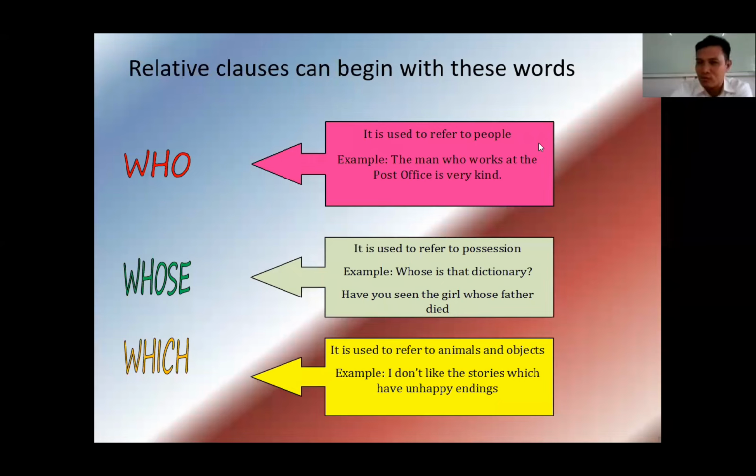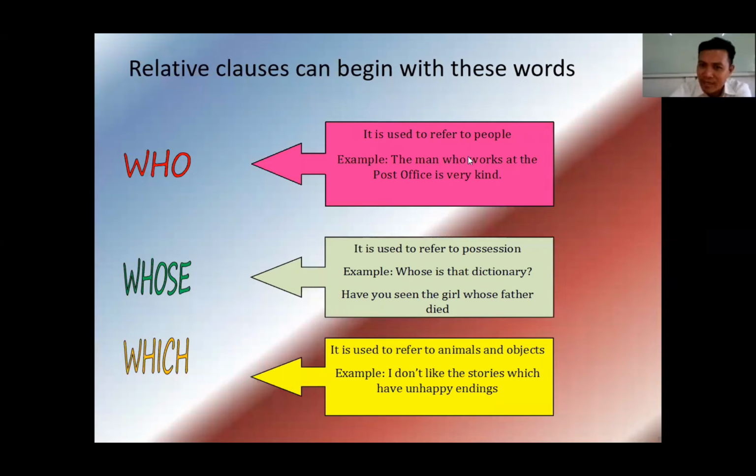Okay, here is some explanation. When do you use who? How do you use who? Who is used to refer to people. When we are talking about people, you have to use who. Example: the man who works at the post office is very kind. The man is a person or a thing? Person, sir. Because the man is a person, so we use who.